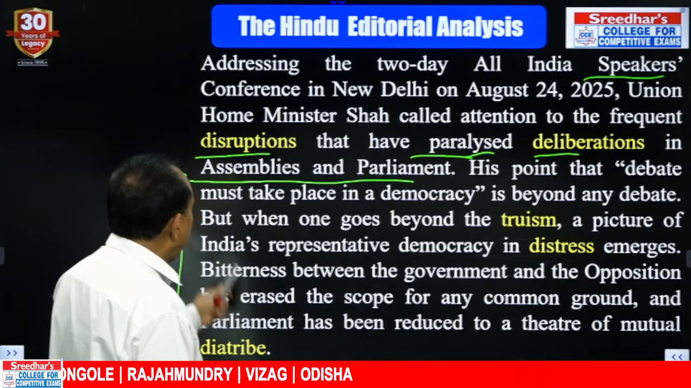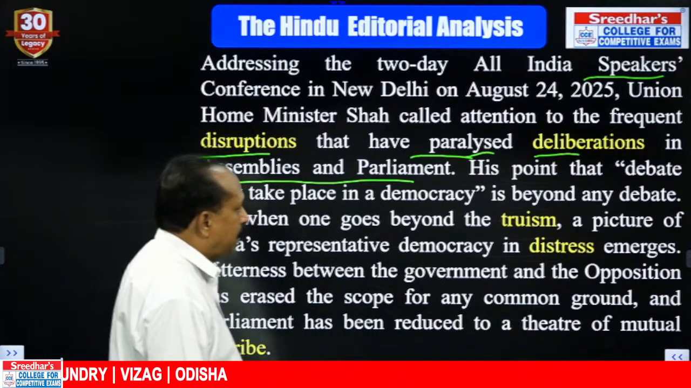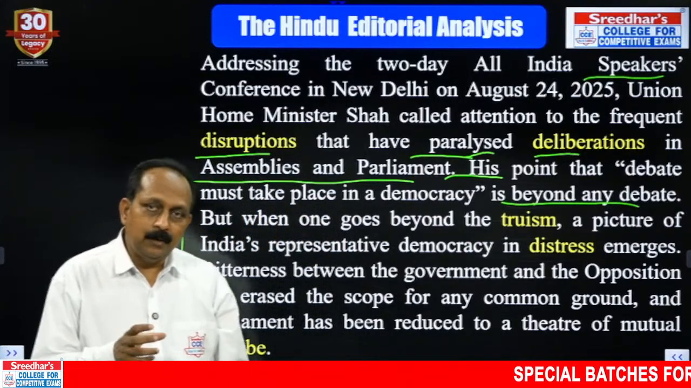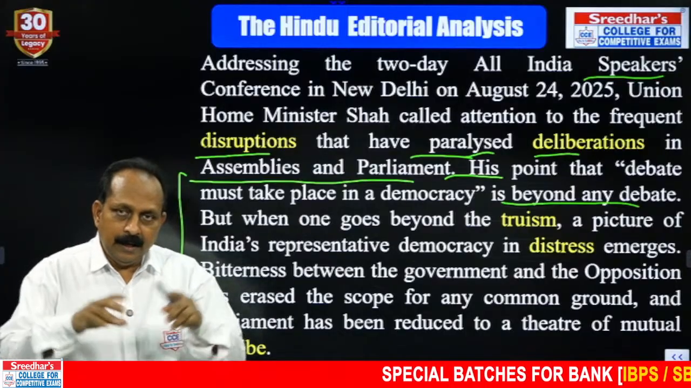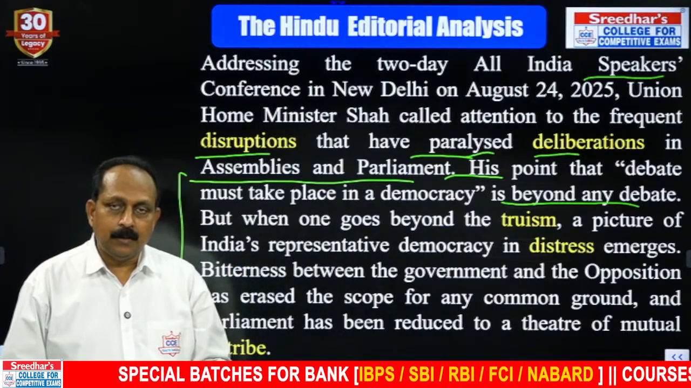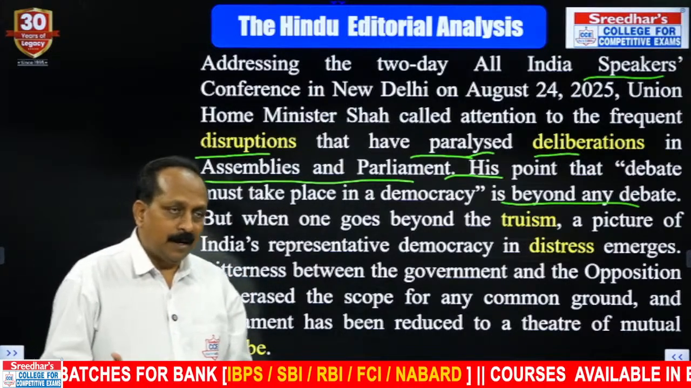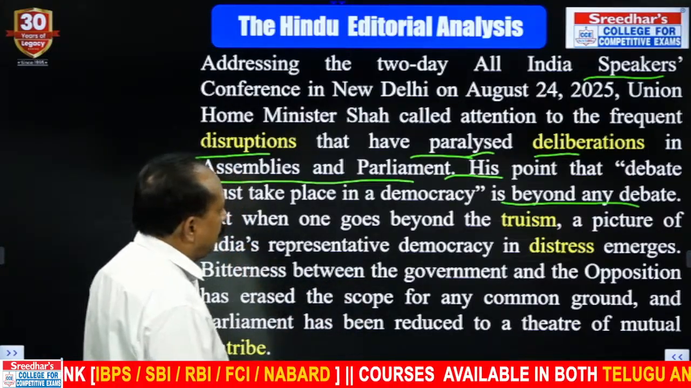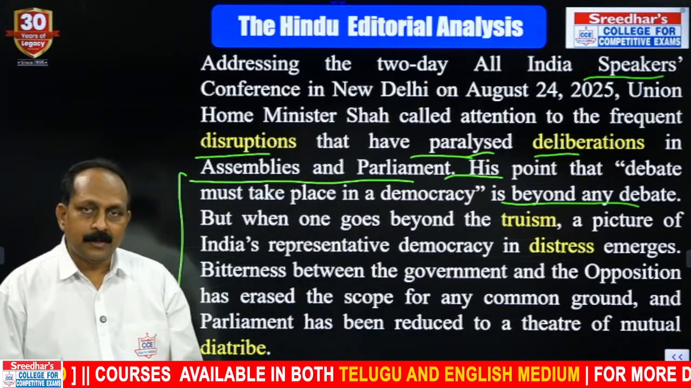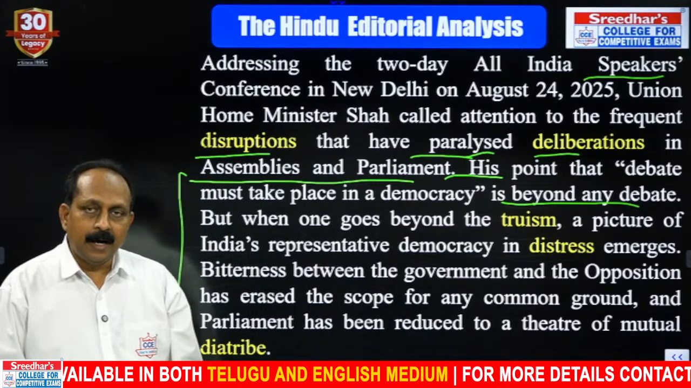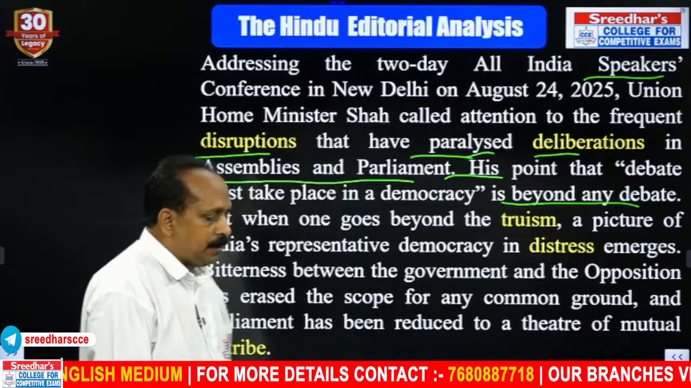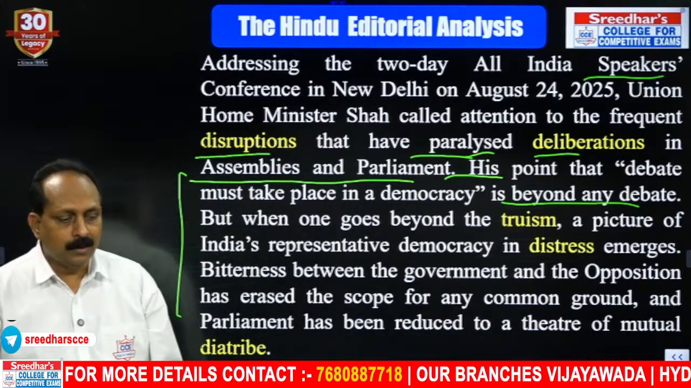His point that debate must take place in a democracy is beyond any debate. This is the sentence of the day. Look at the presentation. Amit Shah, the Union Home Minister, has a point. What is that point? In a democratic setup, debate is a must. You cannot imagine a democratic setup without debate. That particular point is beyond any debate. The fact that debate is a must in a democratic system, no one can deny that, no one can debate that. That's what the sentence means. It is beyond any debate. You can also use a simple phrase like it is beyond any doubt.